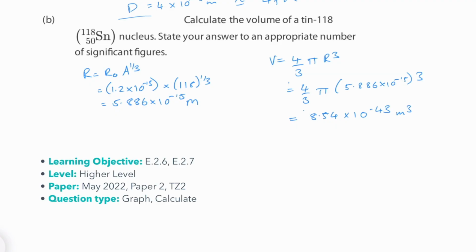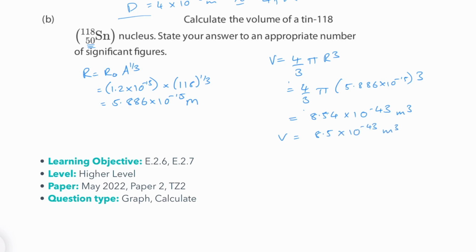And it says, state your answer to the appropriate number of significant figures. The least amount of significant figures given here is 2, so let's give it 2 significant figures: 8.5 times 10 to the minus 43 meters cubed, which is tiny.